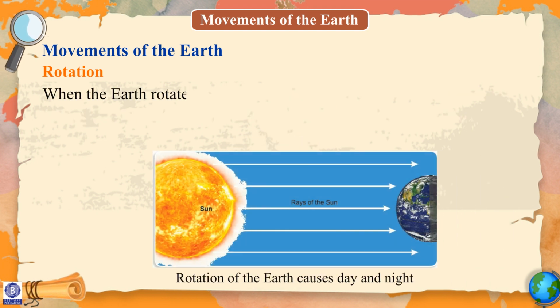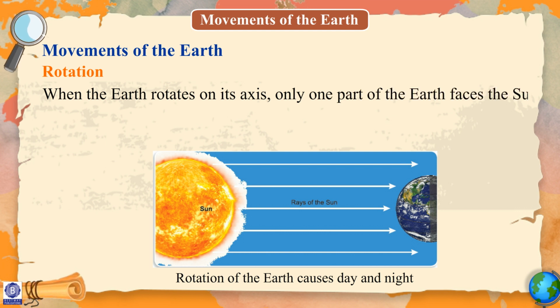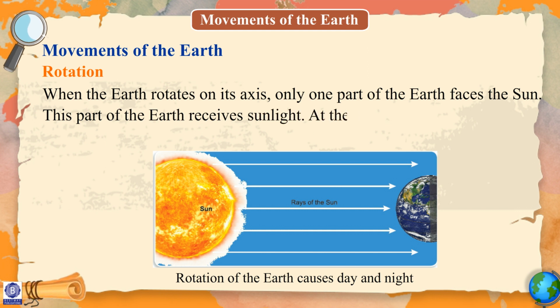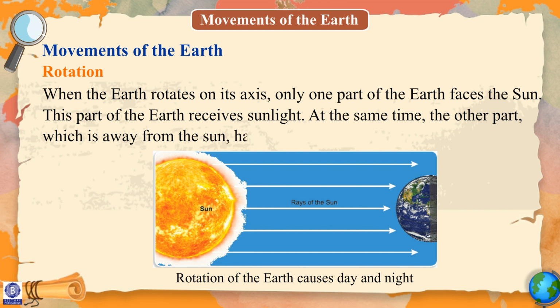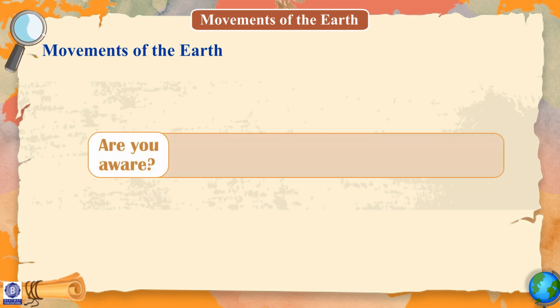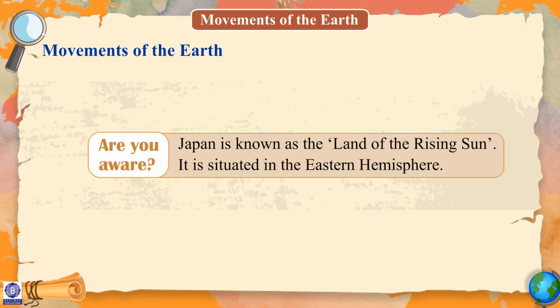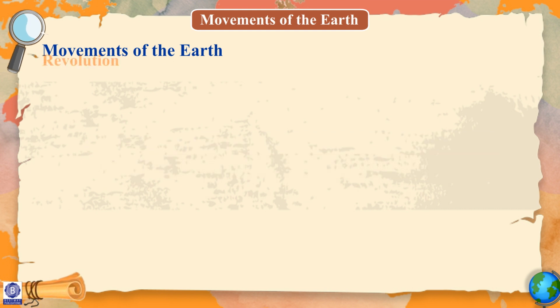When the Earth rotates on its axis, only one part of the Earth faces the Sun. This part of the Earth receives sunlight. At the same time, the other part, which is away from the Sun, has darkness. Are you aware? Japan is known as the land of the rising sun. It is situated in the eastern hemisphere.